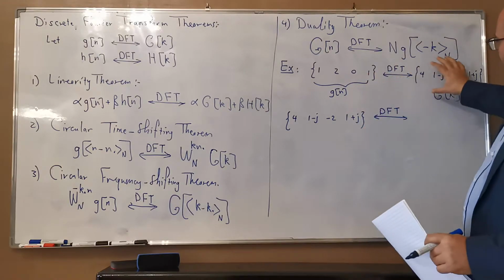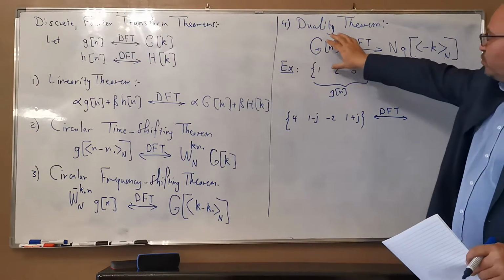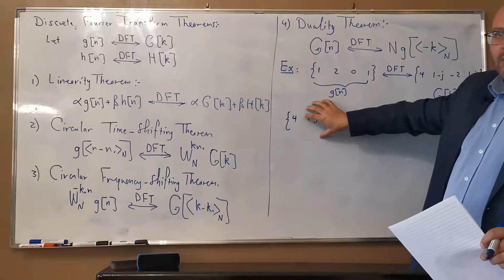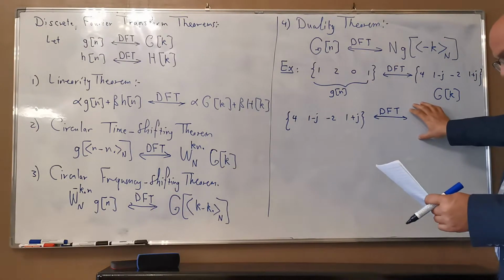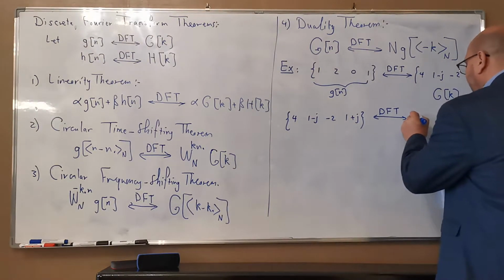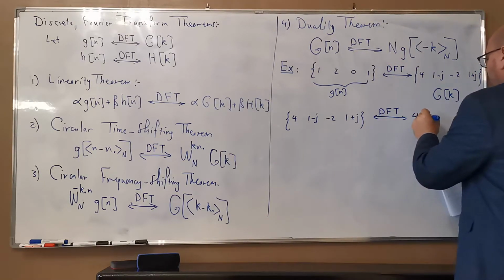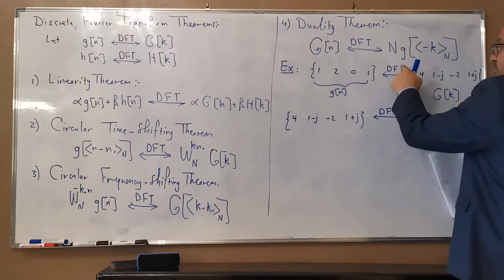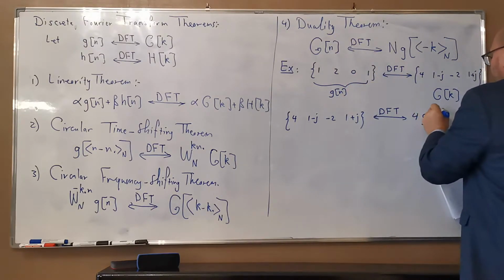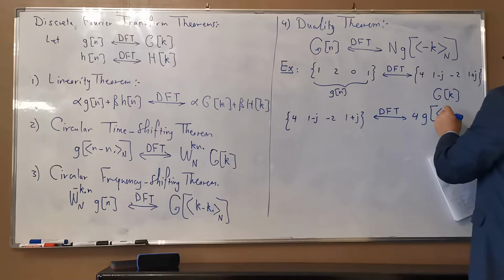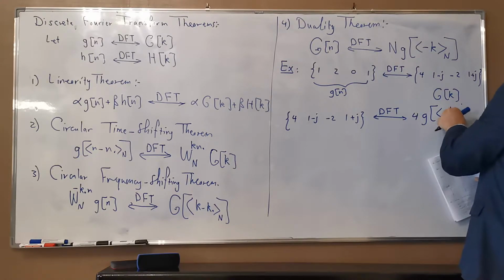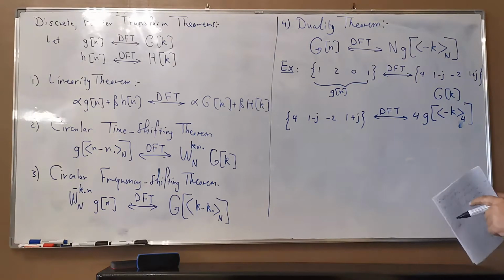Now the idea is I'm going to take this G of K and assume that it is a time domain sequence. Right. What will be the frequency domain? It should be something like this. It should be 4, because N is equal to 4, times G small of minus K modulo N, modulo 4. Okay? So this is supposed to be the DFT.